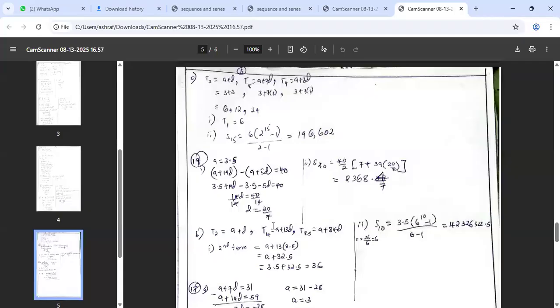Then for the sum, you just use the formula of Sn. So our N is 40. 2A is 7, since A was 3.5. Then N minus 1, that is 39, times 20 over 7. You get your sum as 2368 and 4 over 7.